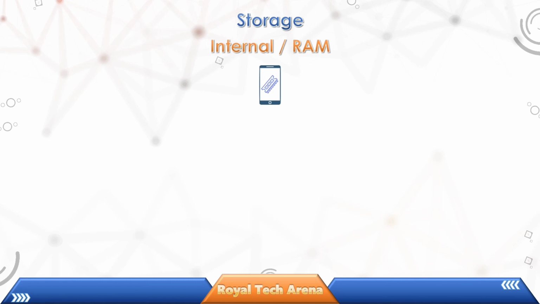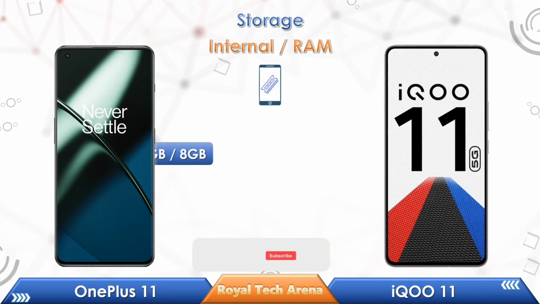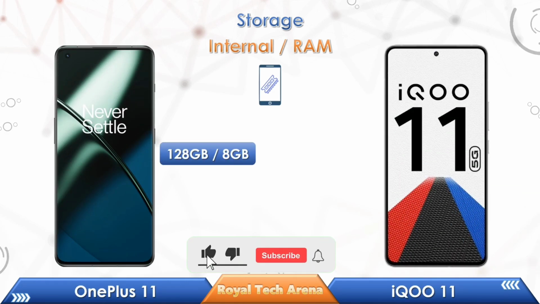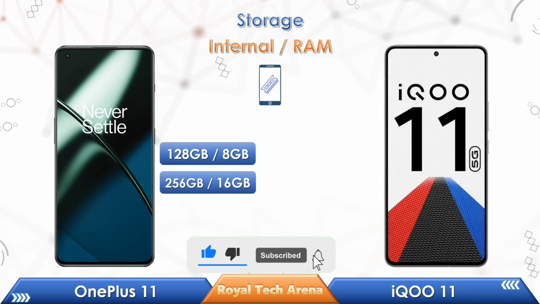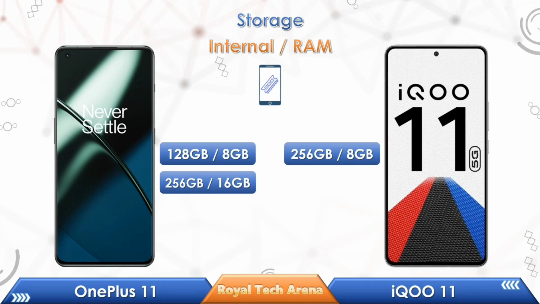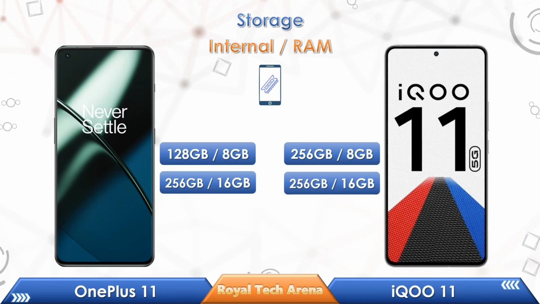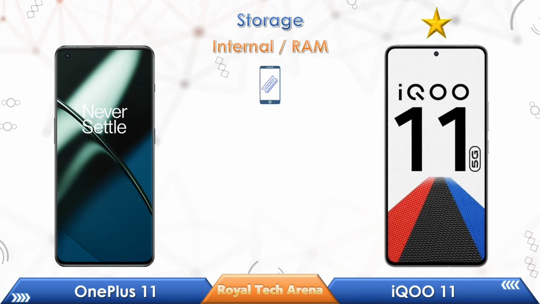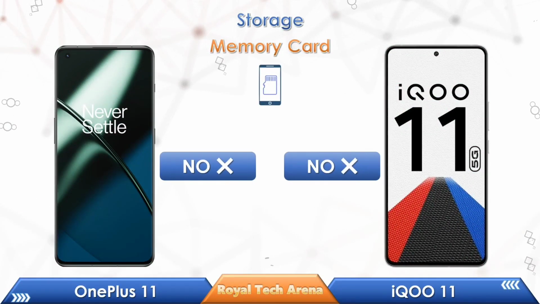OnePlus 11 comes in two variants: 8GB RAM with 128GB storage, and 16GB RAM with 256GB storage, while the iQOO 11 comes in two variants: 8GB RAM with 256GB storage, and 16GB RAM with 256GB storage. Both these phones do not come with a memory card slot.